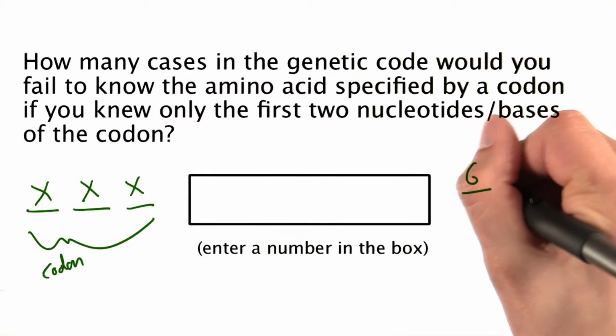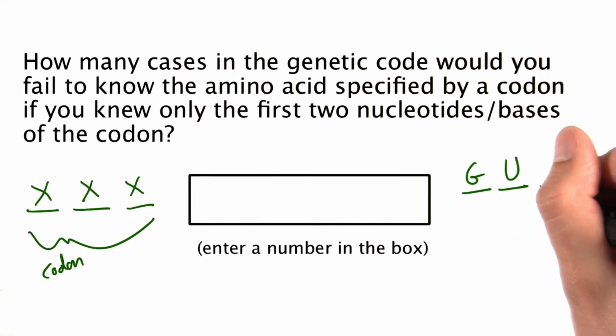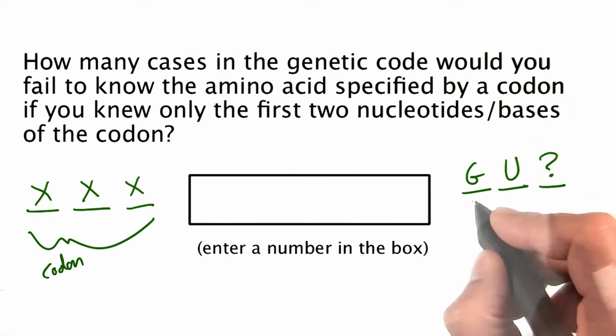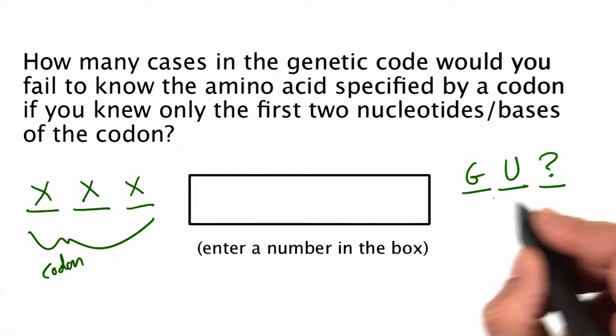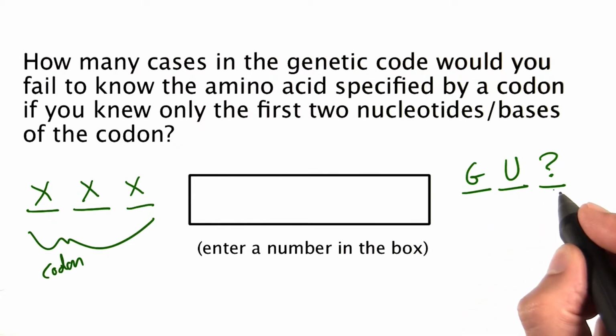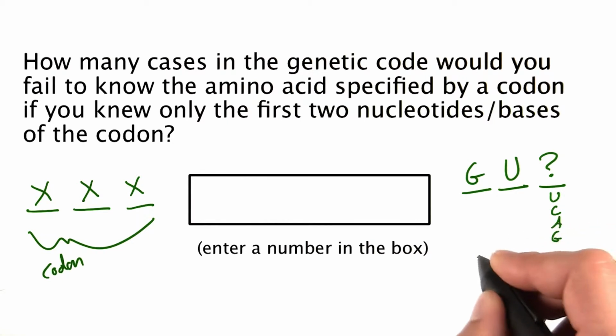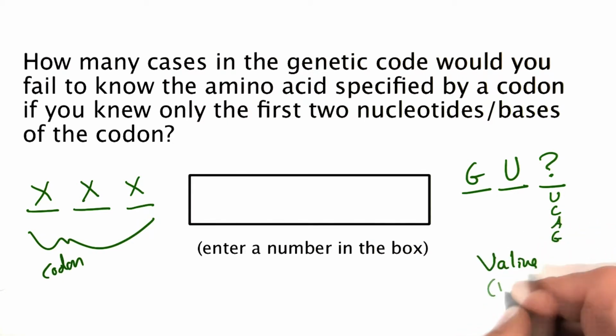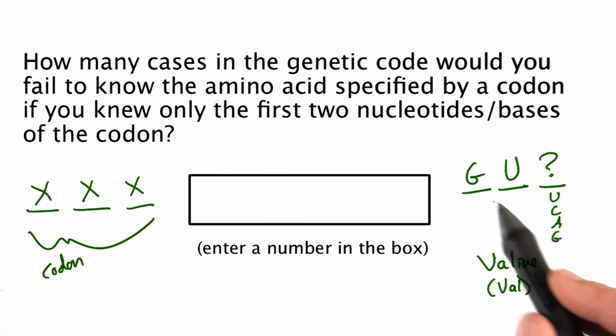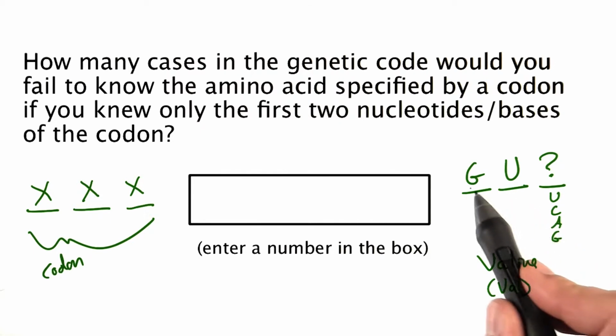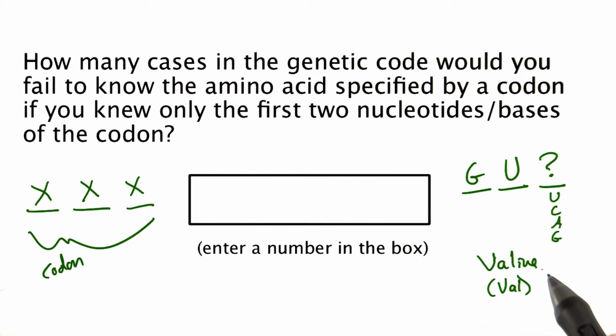So let's say we have a G and we have a U, and we don't know what the other one is. G, U, something. If I go look at the genetic code, I know that this could be a U, a C, an A, or a G, and they would all code for valine, otherwise known as VAL. So this is an example of when we know the first 2 letters, we know exactly what the amino acid is. It doesn't matter what's in the third position here. It could be a U, a C, an A, or a G. We're going to end up with valine. So this would not be an example of what we're talking about.